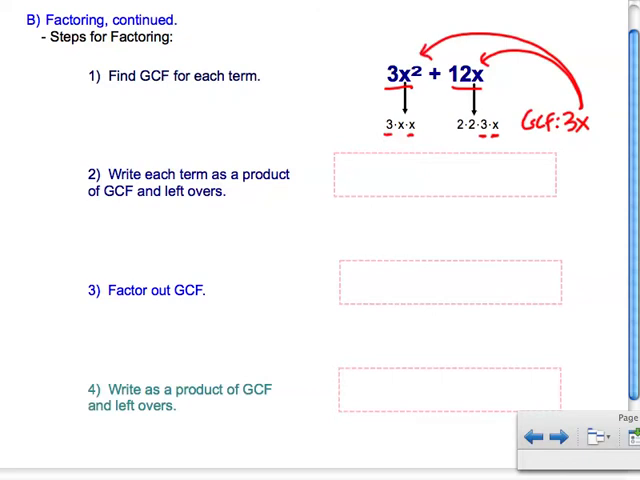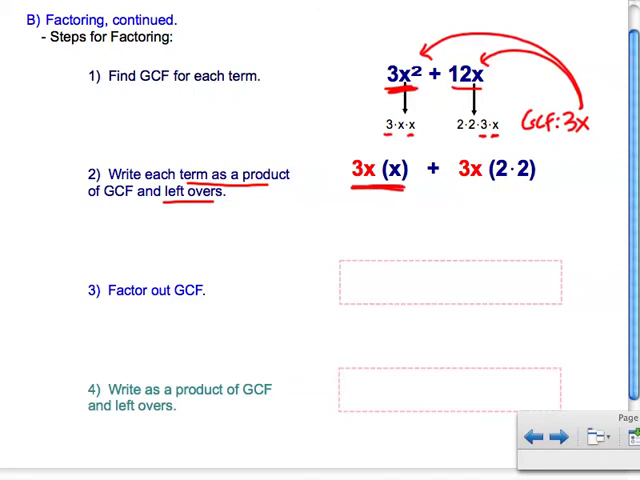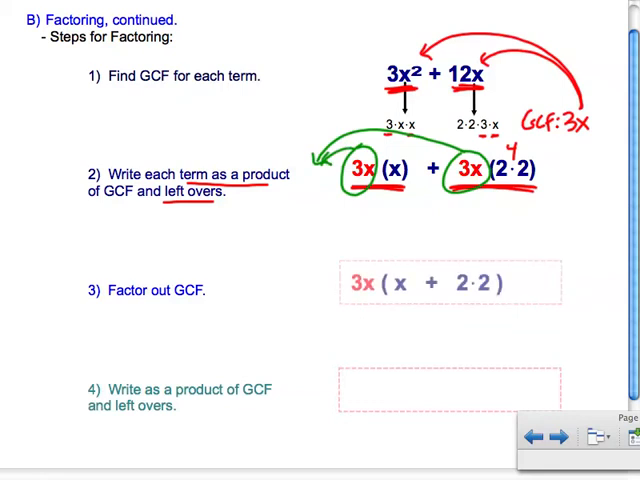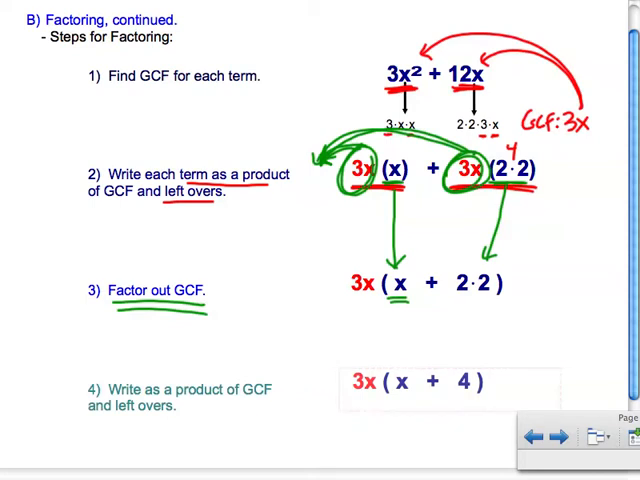And then I'm going to write each term as a product of that 3x. So for example, 3x squared comes from 3x times x. What will be left over? 12x comes from 3x times 2 times 2, or 4. Okay, when I take this 3x from this one, and 3x from this one, and I pull them out as if I'm dividing them out, doing the opposite of the distributive property, it's called factoring it out. Okay? When I pull that 3x out here, what am I left with? Well, just an x. When I pull this 3x from the second term, what am I left with? 2 times 2, which is in fact 4. Okay, so this is my answer here when they ask me to factor.